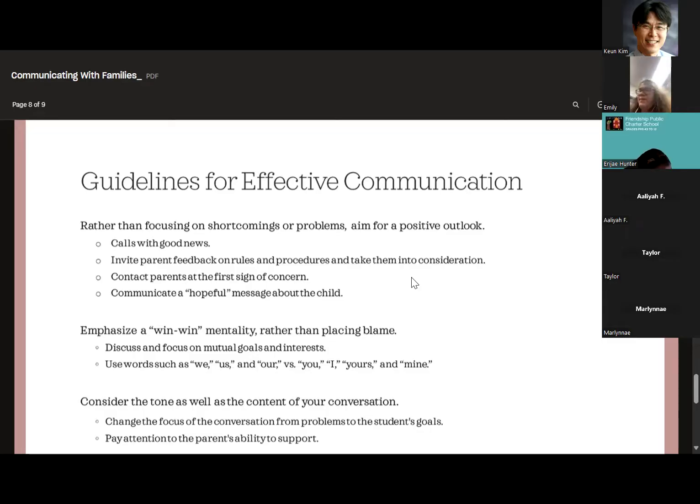So discuss and focus on mutual goals and interests for the child. And when you're speaking with parents, you want to use words such as we, us, our versus you, I, yours, and mine. Consider the tone as well as the content of your conversation. Change the focus of the conversation from problems to the student's goals. Pay attention to the parent's ability to support.